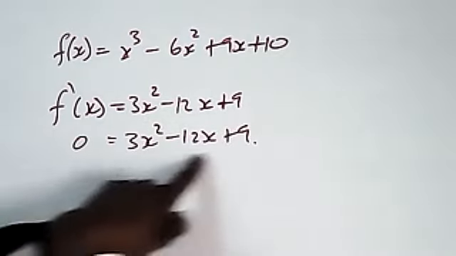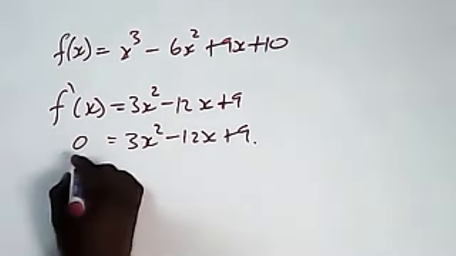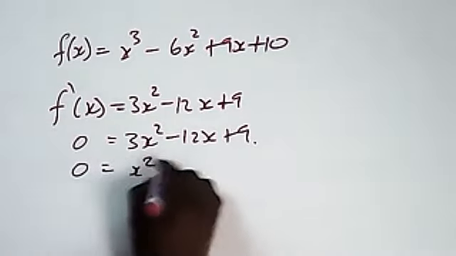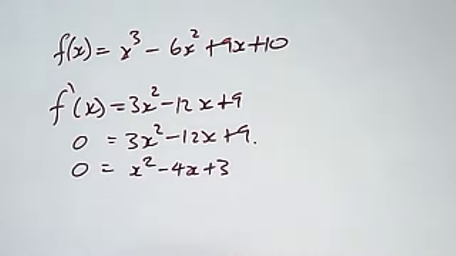We can see that everything here is divisible by 3, right? So you can divide by 3 to make things easier for yourself. So that will be 0 equals x squared minus 4x plus 3, right? Everything we divide by 3. And then from there, it will be easier to solve this.